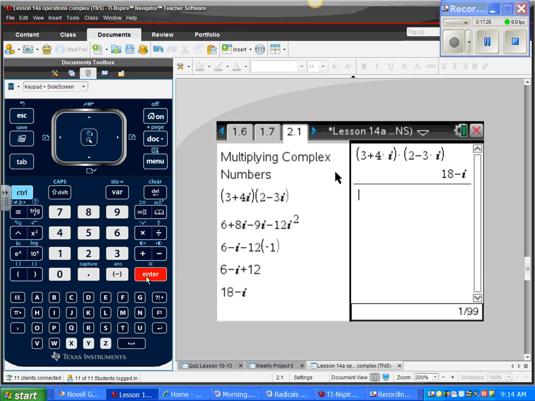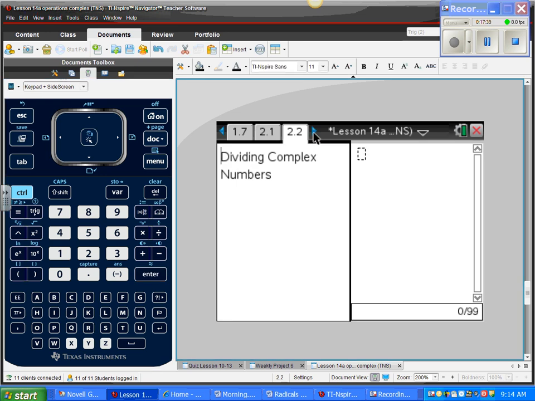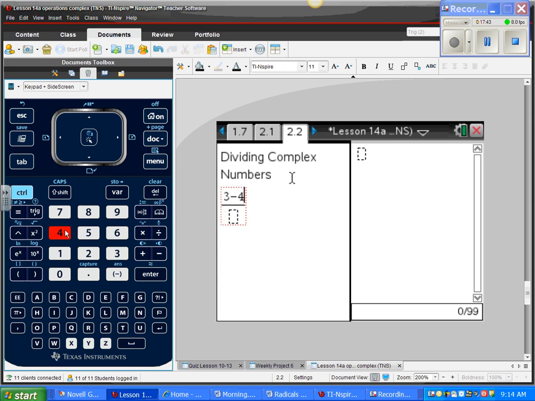Are you okay? Problems, questions, concerns? Not so much? Nope? Okay. So let's talk about dividing complex numbers. 3 minus 4i, 3 plus, no. Negative 3 minus 4i. I don't know. We'll give it a shot.